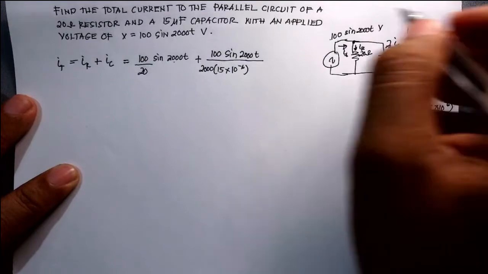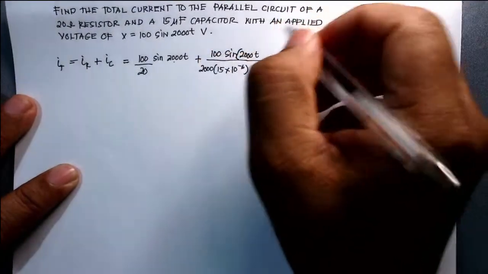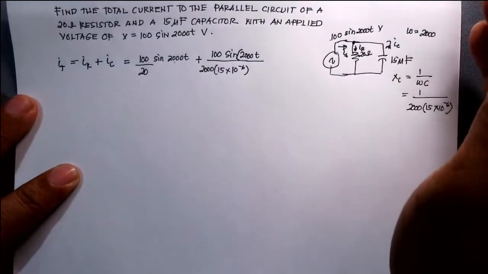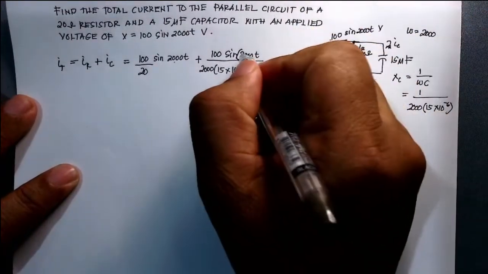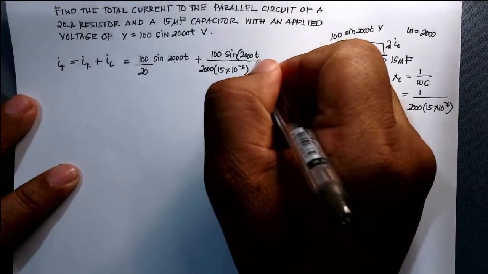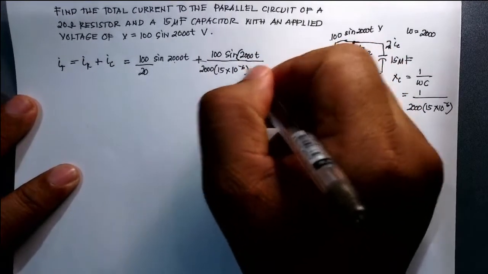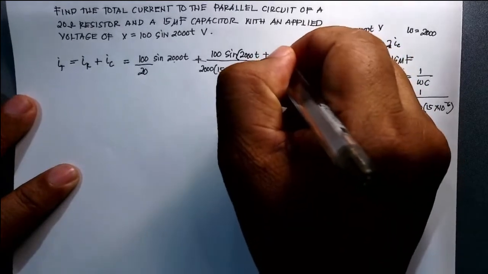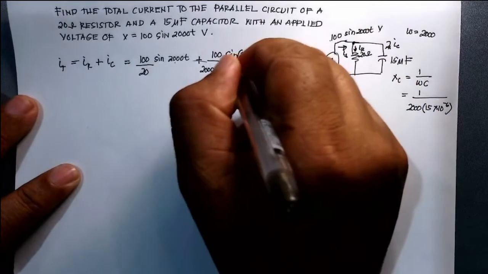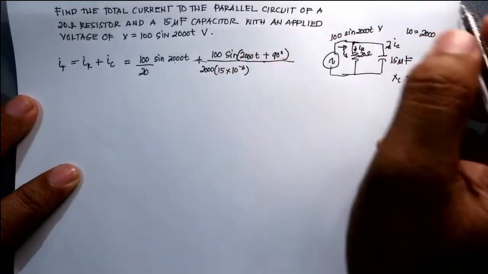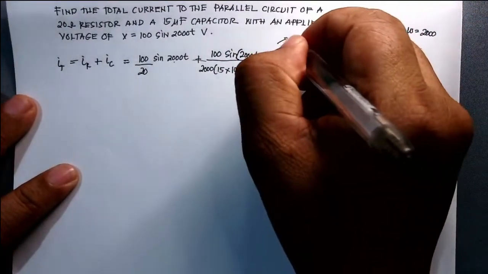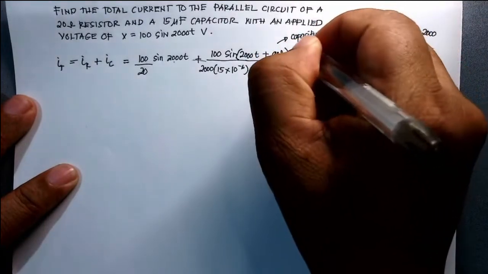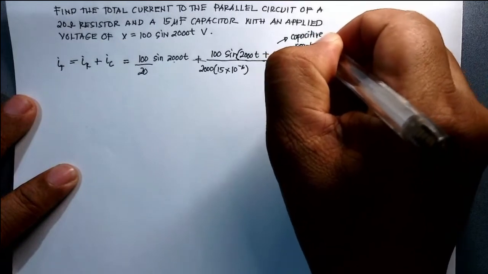But since this is capacitive reactance, if we introduce here sine 2000t, we also have to add a 90-degree angle in our sine here in the numerator, because this is capacitive reactance.